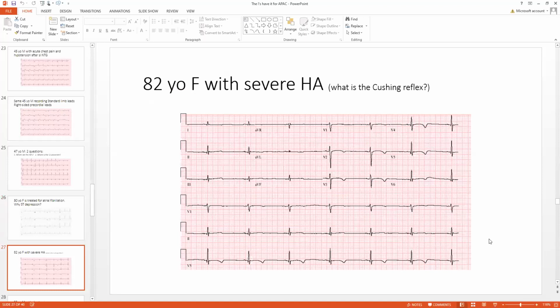All right, another mimic, 82-year-old female with severe headache. This is Cushing's reflex, which is bradycardia, increased systolic pressure in the presence of increased intracranial pressure.